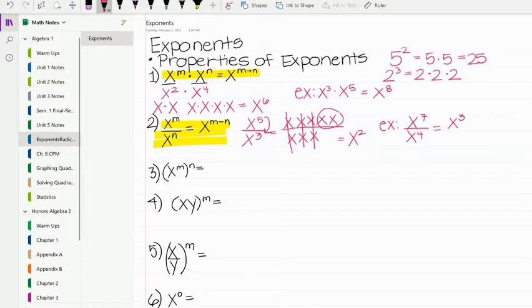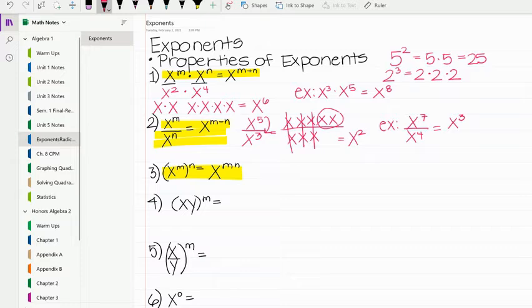Okay, our next property is if we have a base and then we have an exponent raised to another exponent. What we do in this case is actually just multiply. So it'd be x raised to the power of mn. I will highlight that. And I'm going to stop showing how it works with the x's. I know it's interesting for the first few, but just for the sake of time, we'll do some examples.